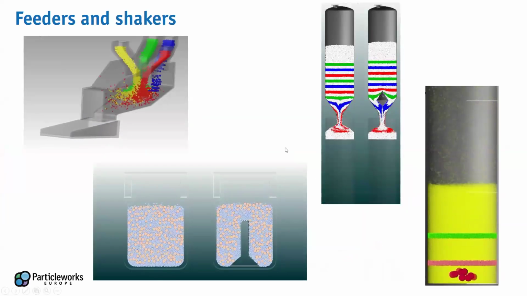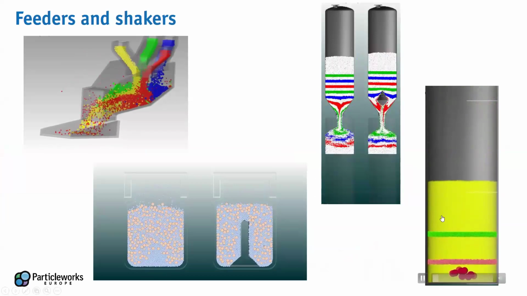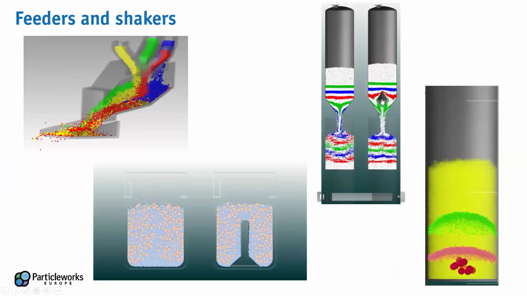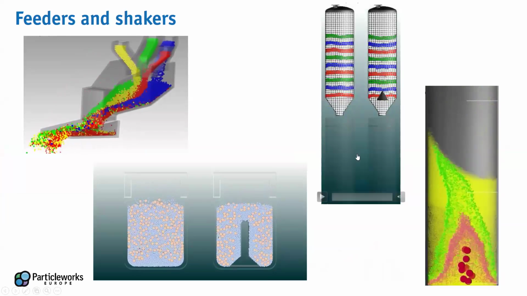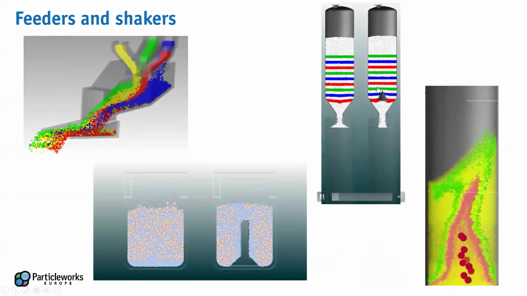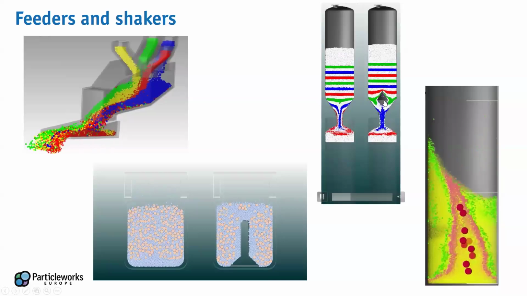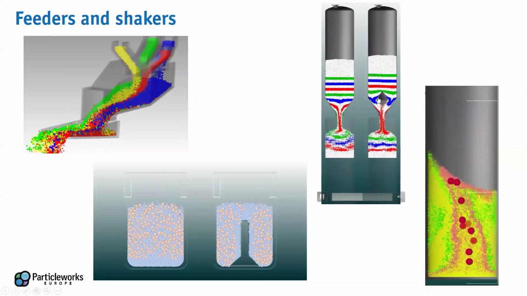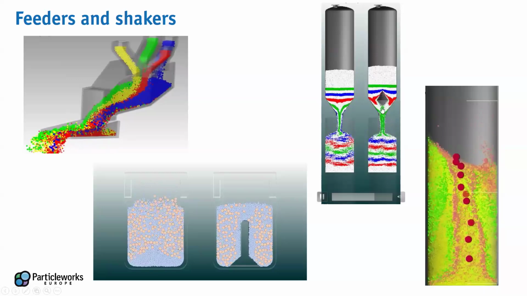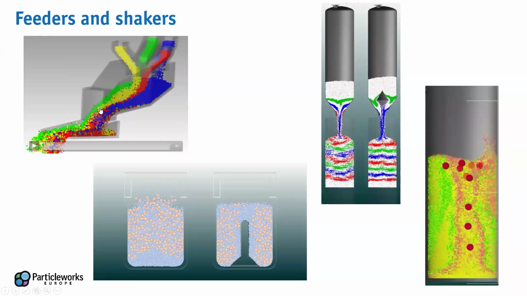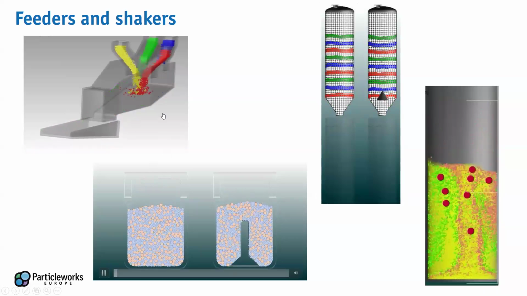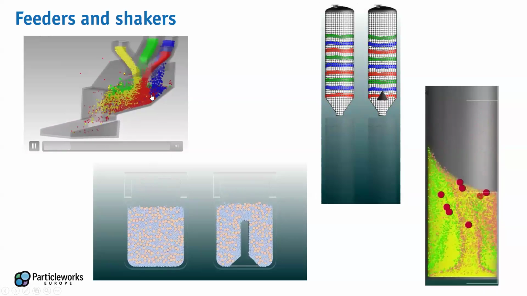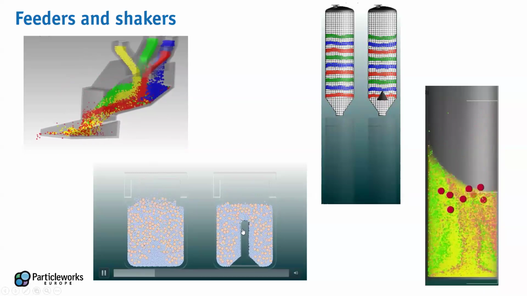Here are a couple more examples. So we have shakers, feeders with different variations of the geometry and analysis of the influence of this system to improve the mixing or to keep the mixing constant depending on the objectives. Multi-powder feeder and also again a shaker.